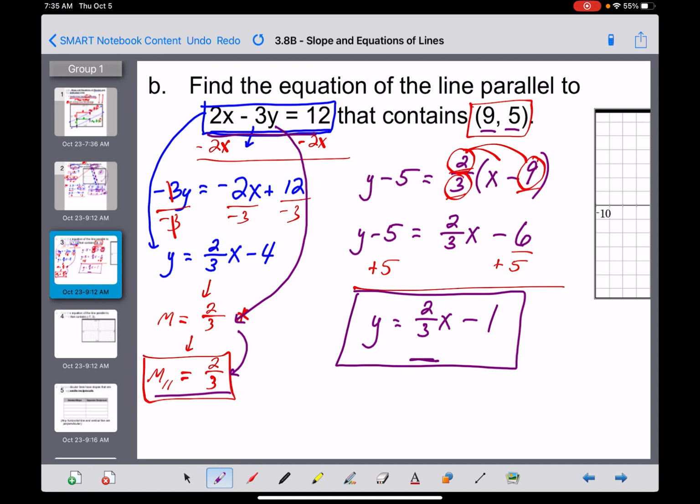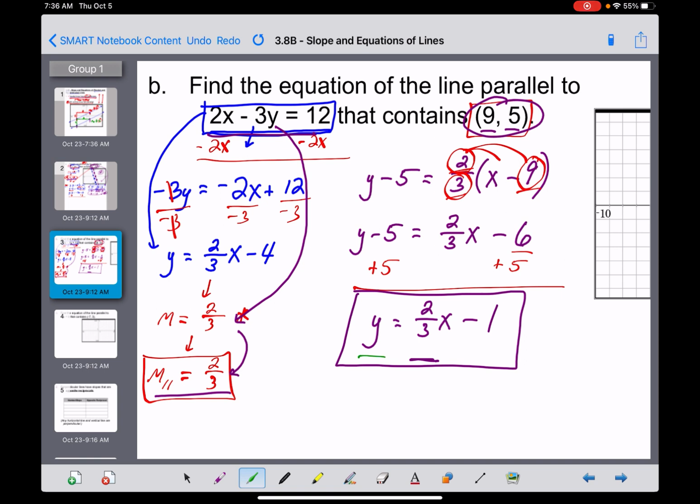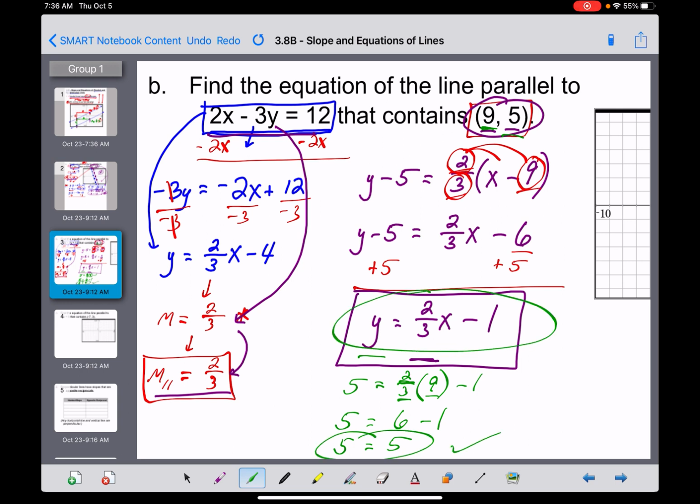Second of all, and this is the real test, guys, does our line contain the point 9,5? So let's try that one by substituting in. For y, we're going to put in this 5 right here. That's going to equal 2/3 times an x value of 9 minus 1. So 5 equals, here's the same trick we just talked about. 9 divided by 3 is 3, times 2 is 6, and minus 1, 5 is equal to 6 minus 1 is 5. So yep, that all checks out, and I feel real good about that answer right there.